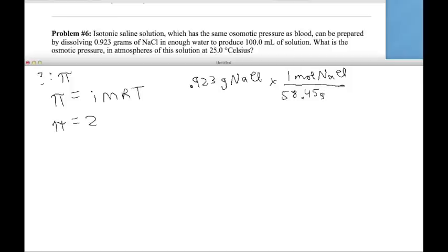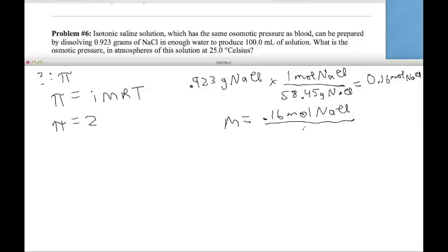And divide that by 0.1 liters, for a molarity equal to 0.1579. So 0.1579 times 0.082 liters atmospheres per mole Kelvin. Then multiply that by 298.15 Kelvin. And the osmotic pressure is equal to 7.7 atmospheres.